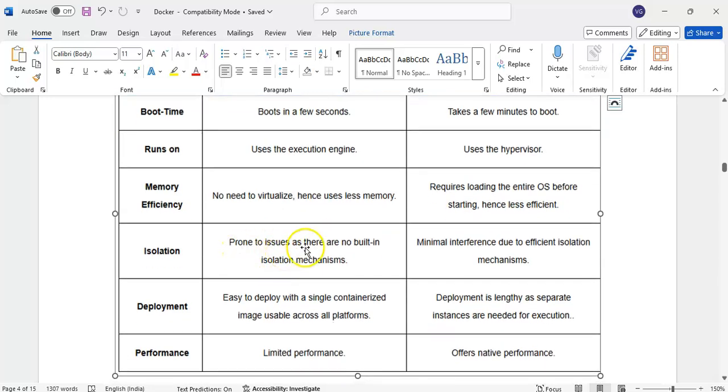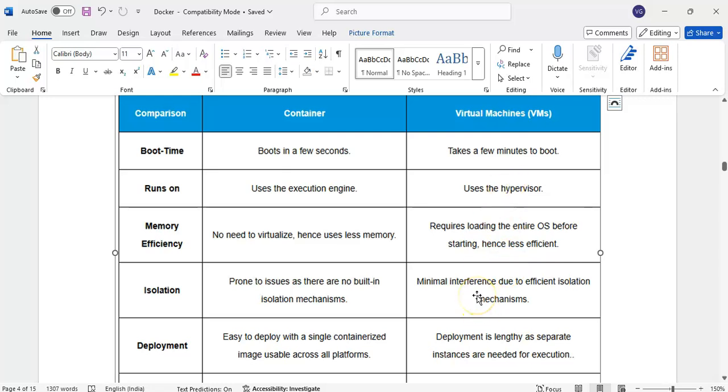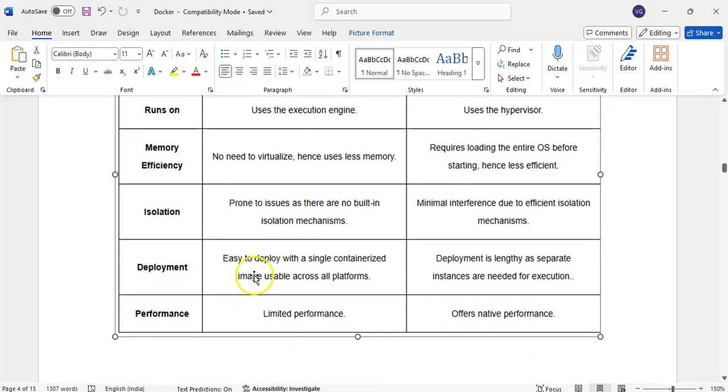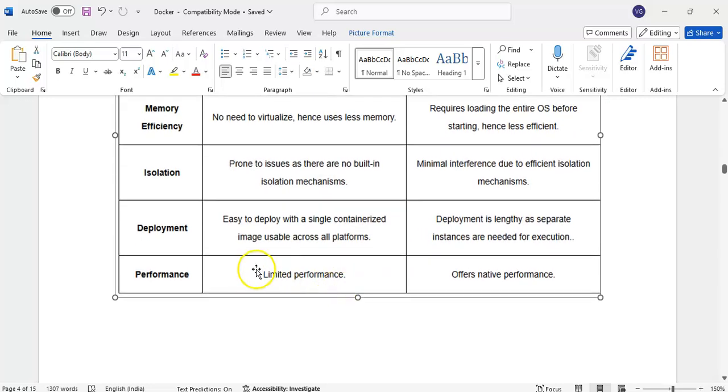Containers are prone to issues as there is no built-in isolation mechanism, whereas virtual machines have minimal interference due to efficient isolation. Because a virtual machine has a separate OS, one VM will not depend on any other. So isolation is very good in the virtual machine, but container wise there is not that much isolation. Deployment is easy with a single containerized image, usable across multiple platforms. Performance wise, a VM has limited performance, while containers offer native performance.